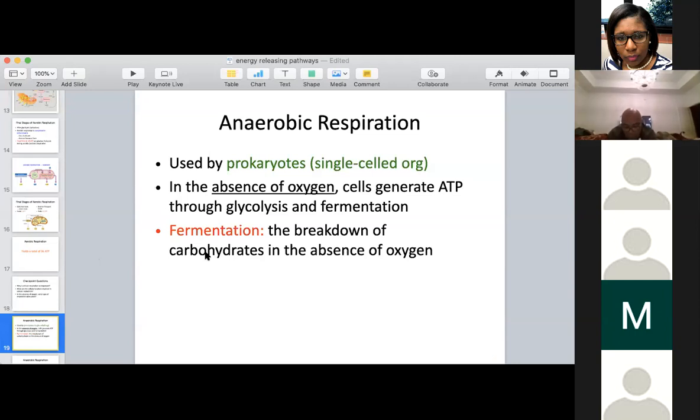Cells are going to generate their ATP through glycolysis and fermentation. Fermentation is the breakdown of carbohydrates in the absence of oxygen. So your point of comparison here in terms of pathways would be the comparison between cellular respiration and fermentation. Cellular respiration is the breakdown of carbohydrates in the presence of oxygen. Fermentation is the breakdown of these carbohydrates in the absence of oxygen.